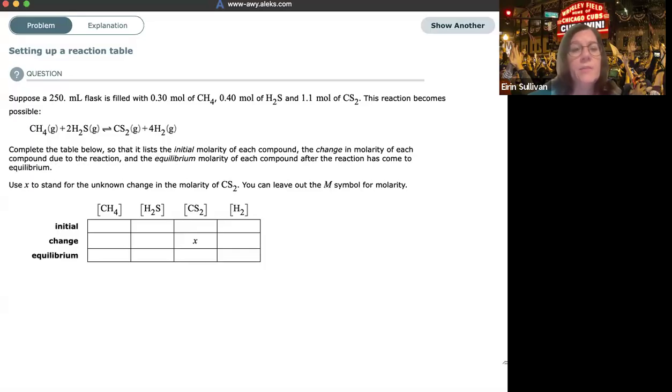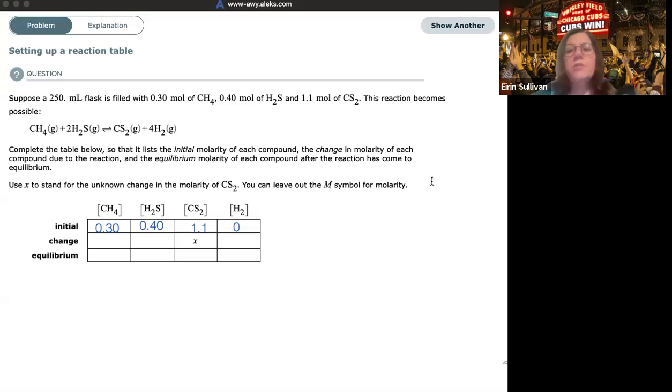So in this particular problem, we've been given the initial moles of the methane, which is 0.3, and we've been given the initial moles of the hydrogen sulfide, which is 0.4, and we've been given the initial moles of the copper disulfide, which is 1.1. And we haven't been told that we have any hydrogen, so we can safely assume that there is 0 moles of hydrogen initially present.